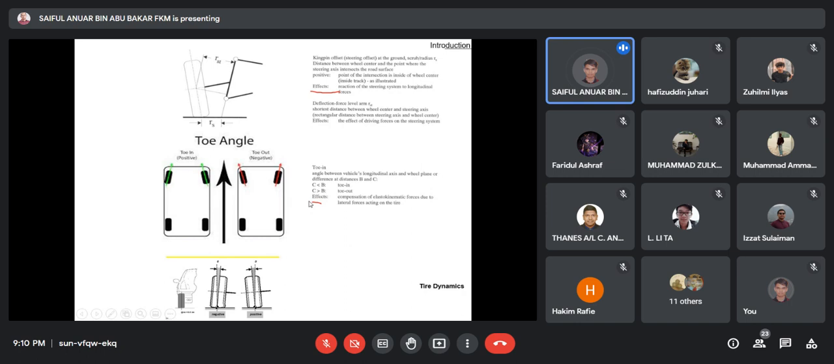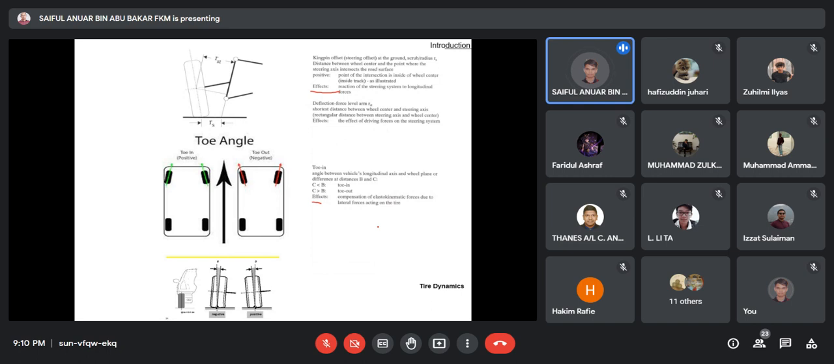Same thing, toe-in and toe-out affect the lateral forces. For vehicles, we usually try to have a little bit of toe-in. For toe-out, we usually use it for racing cars, because it gives you a wider track width and contact. And then this one is for the camber angle.